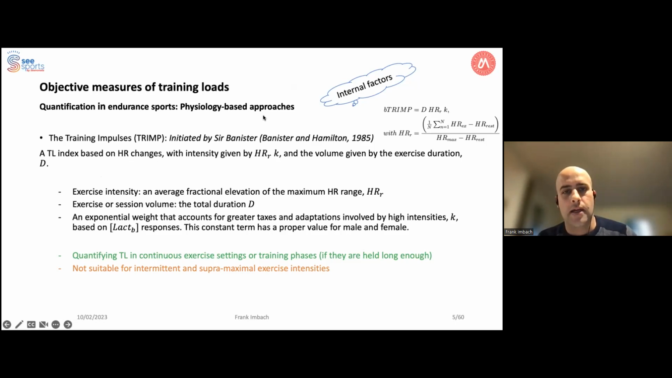You can see the K here in the equation, but don't spend more time on the equation, which is based on blood lactate concentrations. This constant term has a proper value for male and female, which can make the difference between the two populations. These training loads or TRIMP are still used today and have benefits for quantifying training loads in continuous exercises or long training phases, but are only suitable for submaximal intensities.